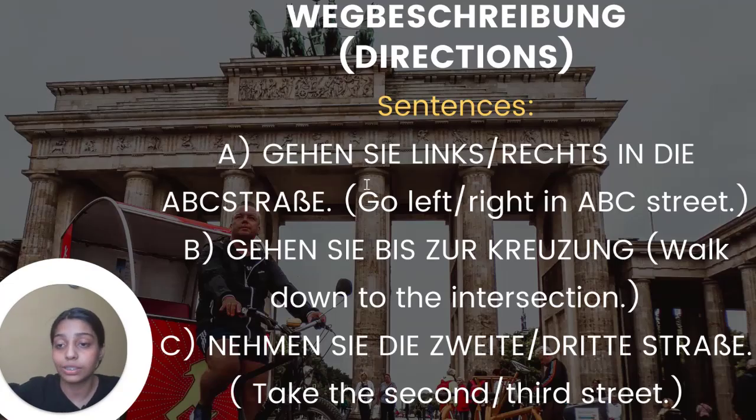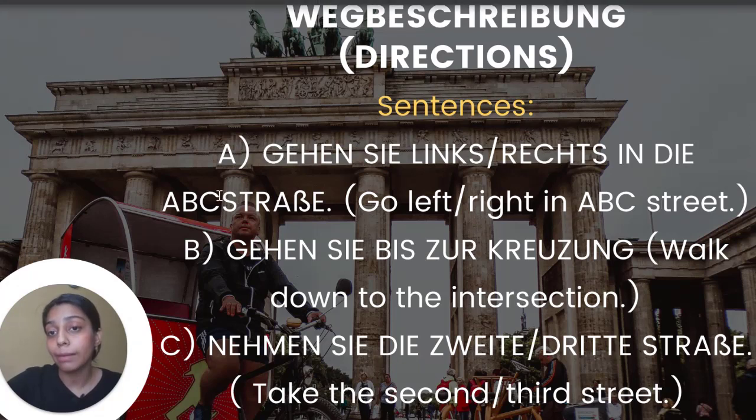Now, another possible statement that we can have is go left or right in some street name maybe. Here the sentence that we have given is gehen Sie links or rechts in der Straße. So go left or right in our street. The name that we have written is actually the name of the street, which we have assumed to be ABC, and Strasse is the word for street. So we are saying either go left or go right in this street, in the ABC street.